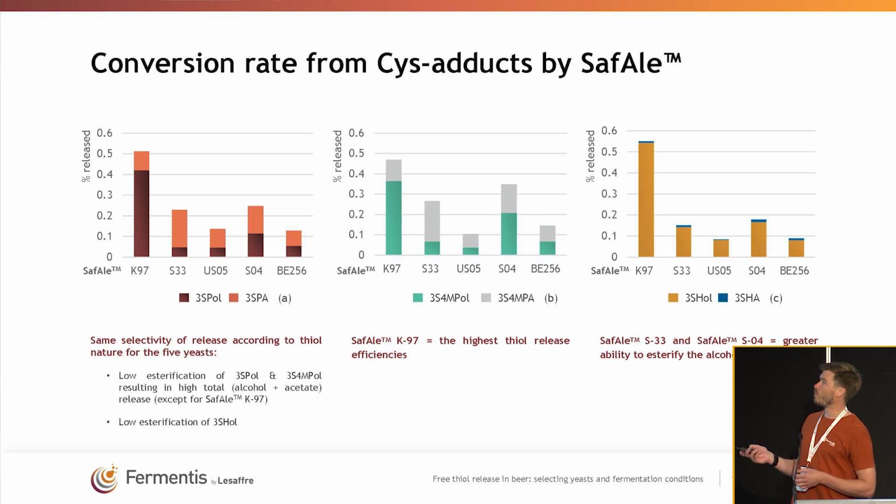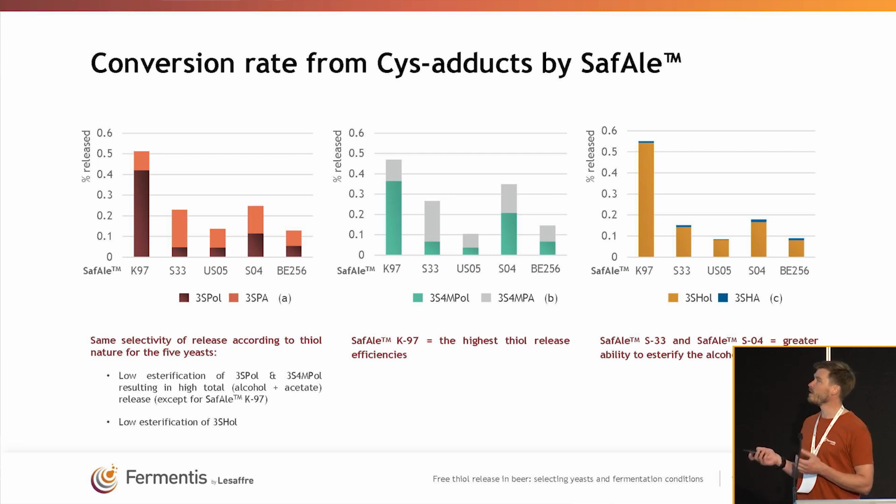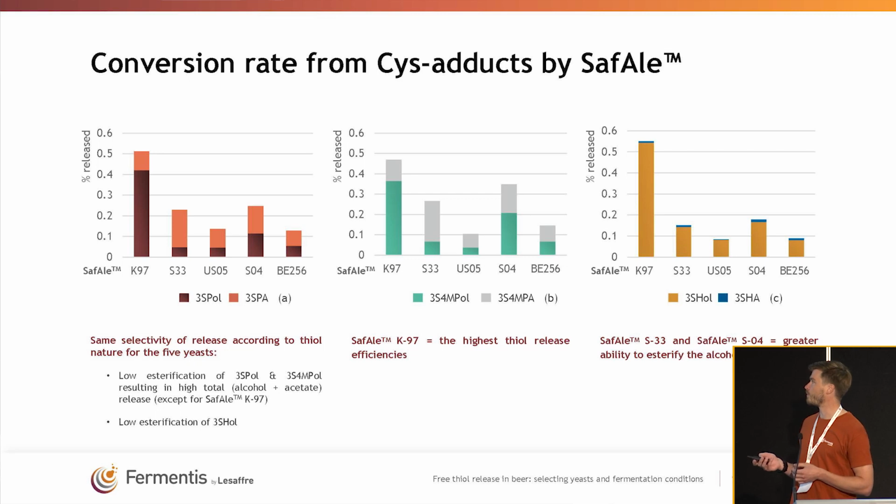First, we can look at what are the yeast giving the highest percentage of release. And we see that the pattern between the 3 different pairs of thiols is pretty similar. So K97, SAF Ale K97 was always the one showing the highest percentage of release. But then, if you look at the ratio between the alcohol form of the thiols and the acetate form, this gives you an idea of the power of esterification of the yeast. So how much of the alcohol form of thiols can be esterified by the yeast, which is also important because the flavor threshold is even lower for some of those thiols.